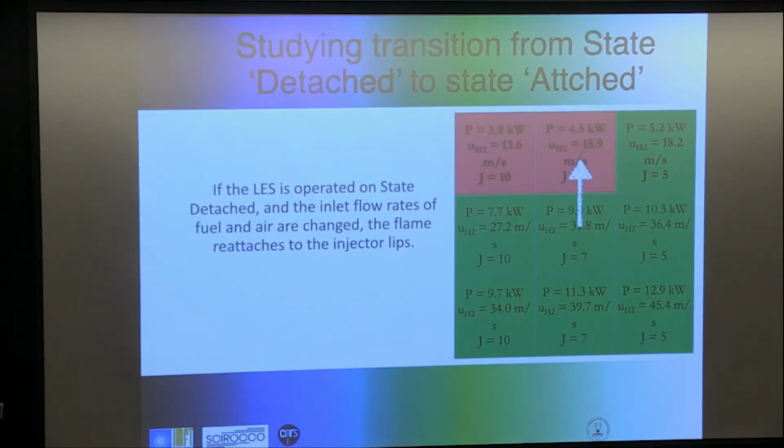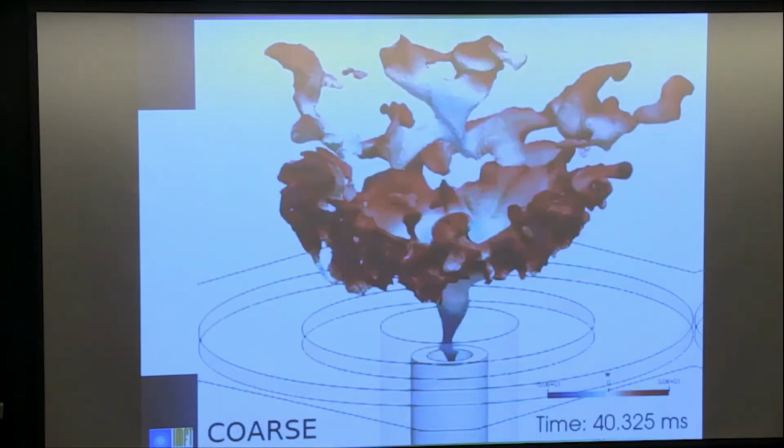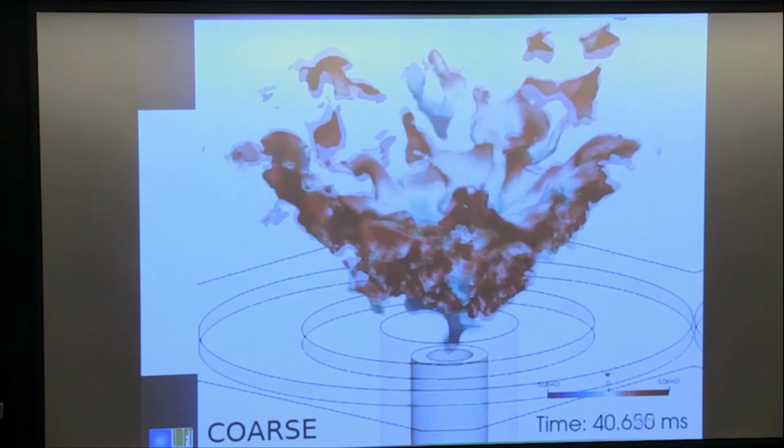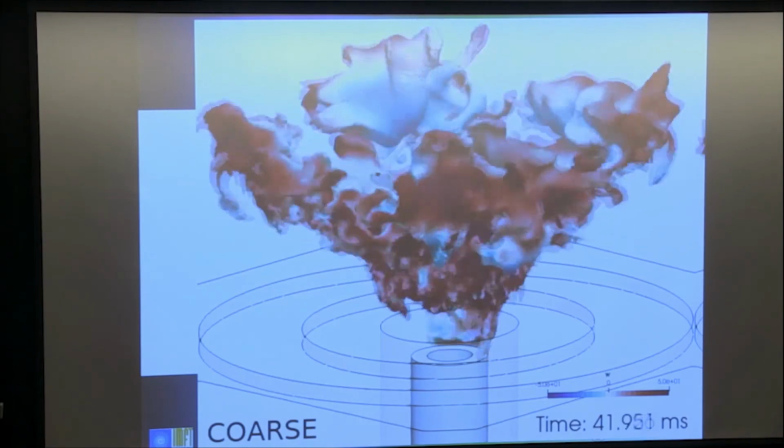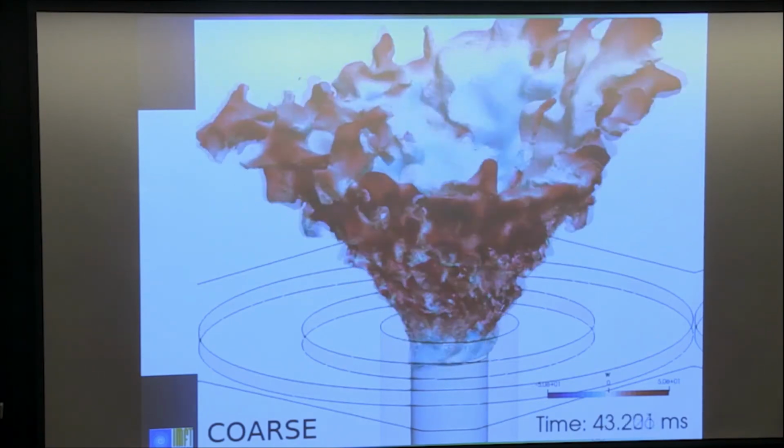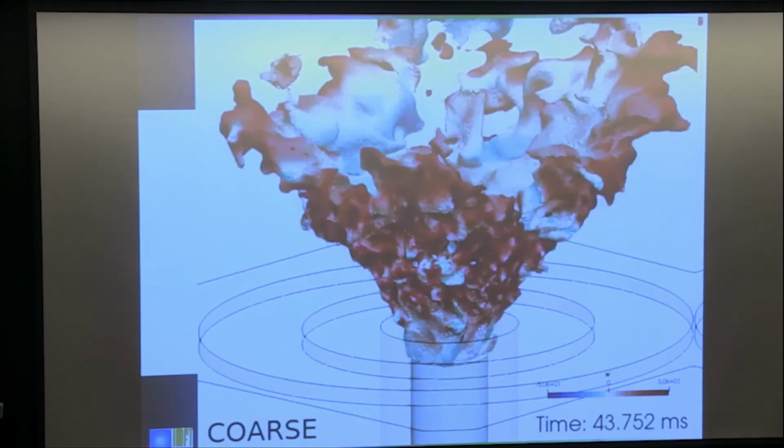Now, I want to show you also that the LES can be used to understand how the flame moves from one place to another. So here we're going to start from a lifted flame and change the flow rate, and you're going to see how the flame actually comes back to stick to the wall. So the flame initially is lifted. That's a good regime here. And then we decrease the flow rate, and you see that the flame comes back and attaches to the lips. So that's not good, okay?